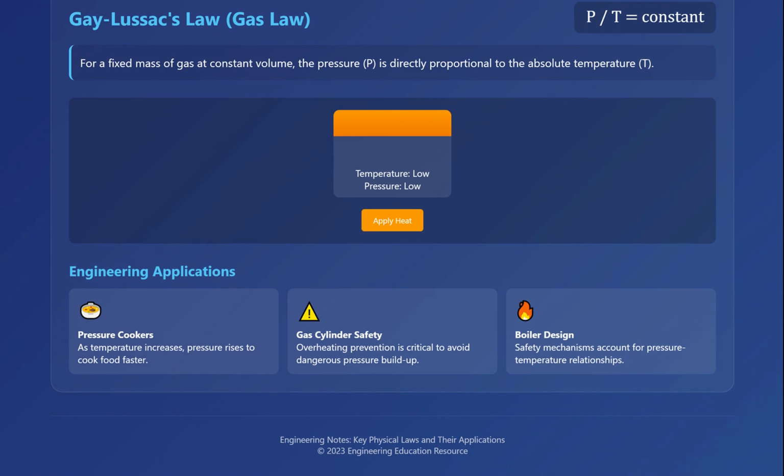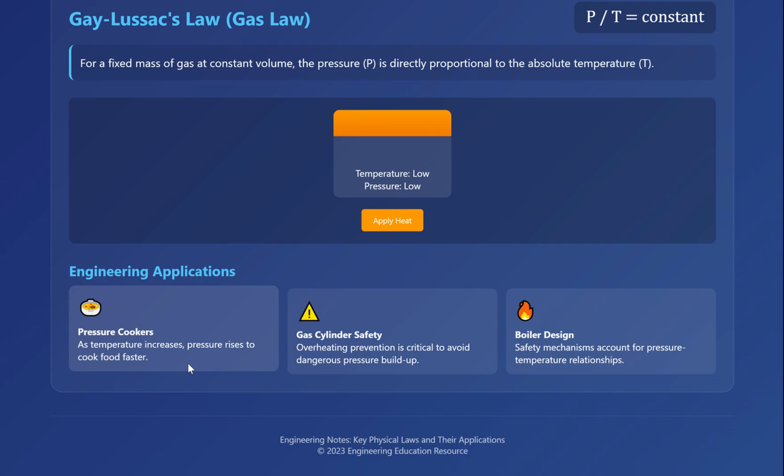Where do you apply them? These are simple areas where you can apply this. We can apply it in pressure cookers. As temperature increases, the pressure rises to cook food as fast as possible. So pressure cookers are applying what we call Gay-Lussac's law. I know you have used pressure cookers.